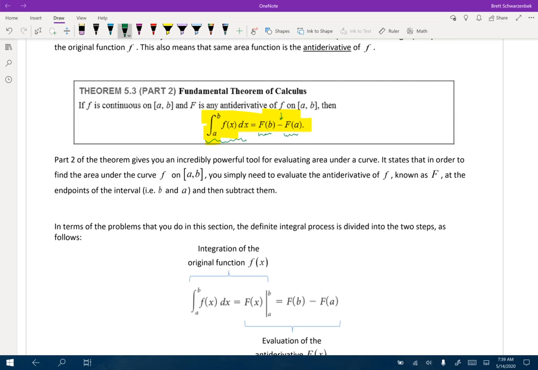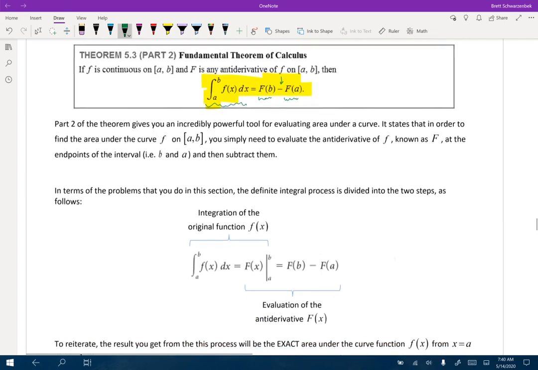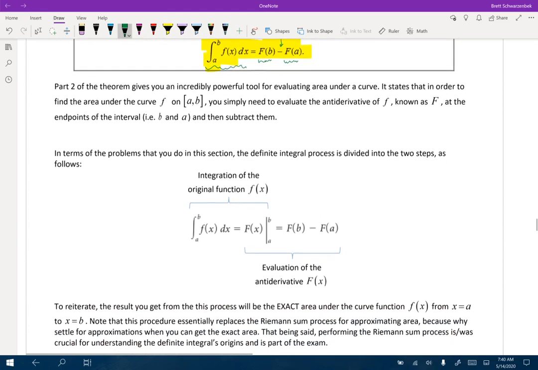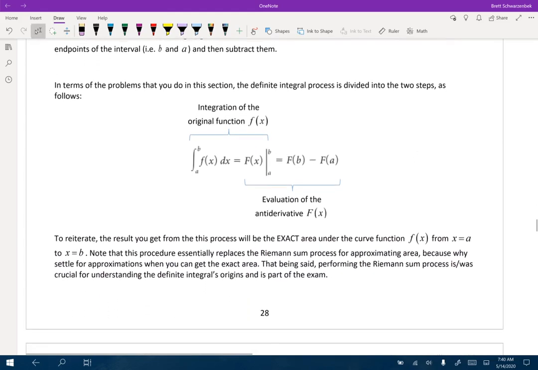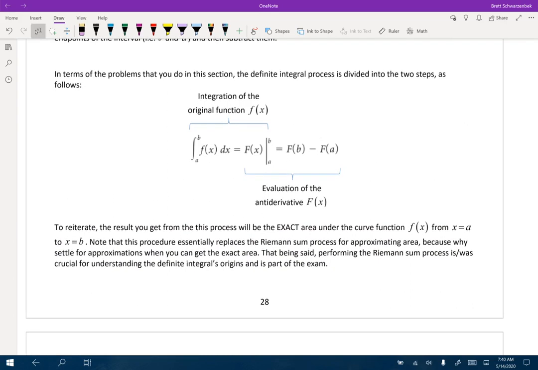It's an incredibly simple yet powerful concept that you'll be using for the rest of this class and most of Calc 2, if not all. So this whole lesson is going to be based on making sure that you can follow the definite integral process towards finding the exact area.